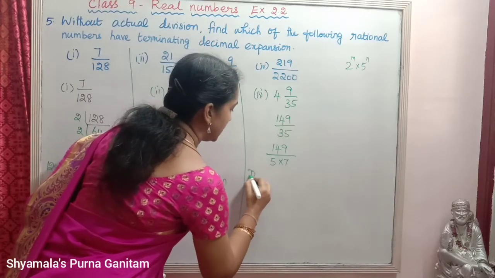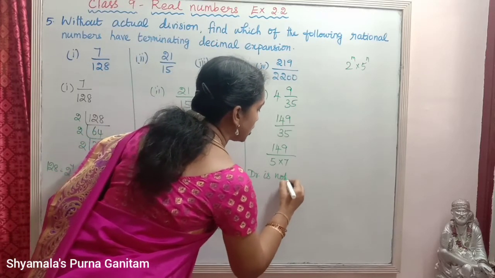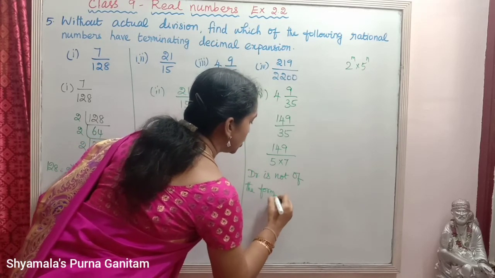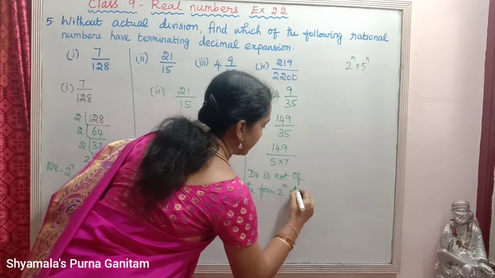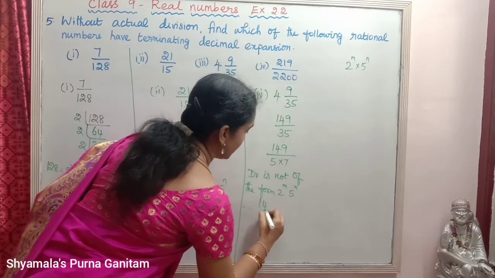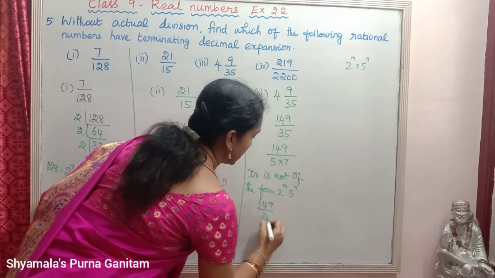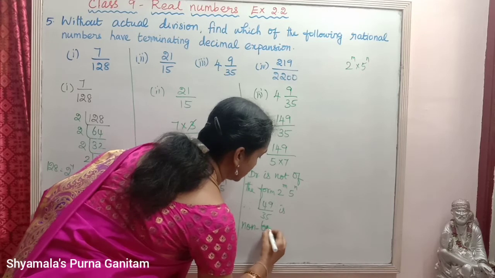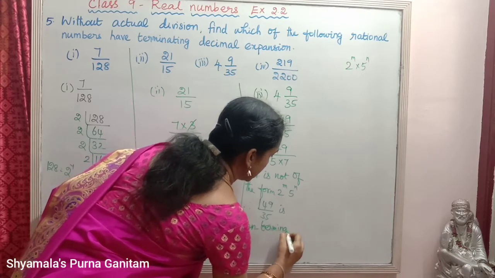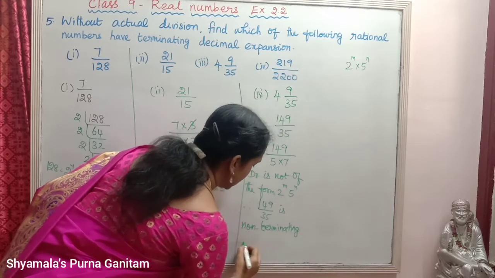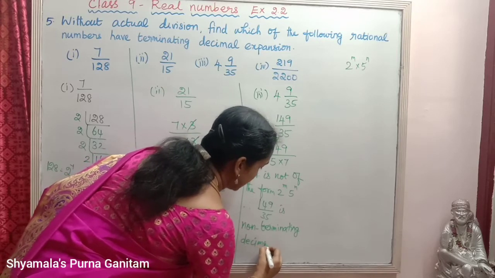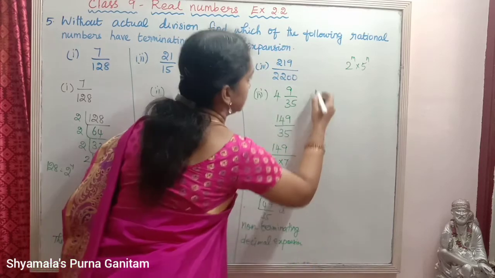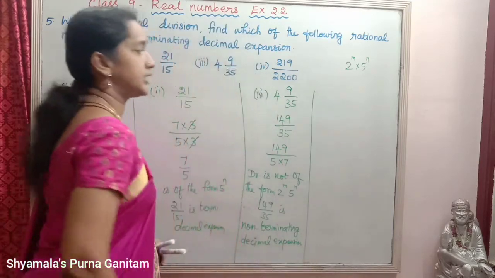So the denominator is not of the form 2 power m into 5 power n. Therefore 149 by 35 is a non-terminating decimal expansion. Like this we have to write. Okay, so the third sum is over.